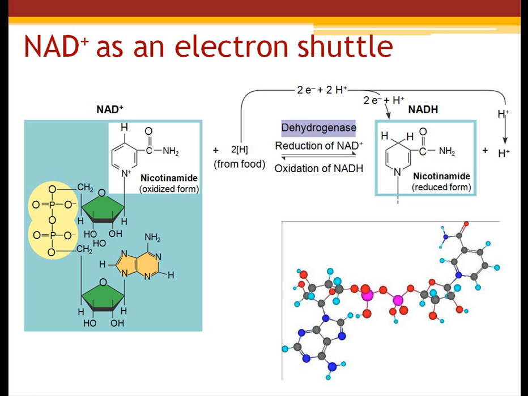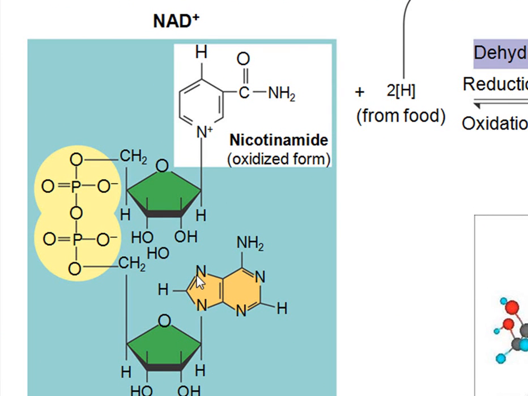Well, how are these electrons carried? The coenzyme NAD+ is a good place to start. When we look at this NAD+, what we can see is that it is a dinucleotide. What you need to recall is that a nucleotide contains a nitrogenous base, a 5-carbon sugar, and a phosphate group.